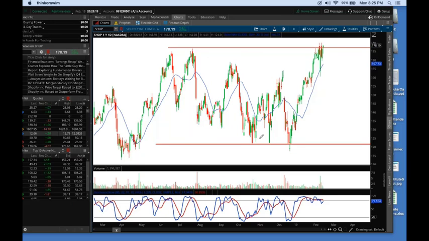Now, notice what's happening, John, here. Like the rest of the market, Shopify has been going up quite dramatically. But notice what's happening, okay, to this candle right here.